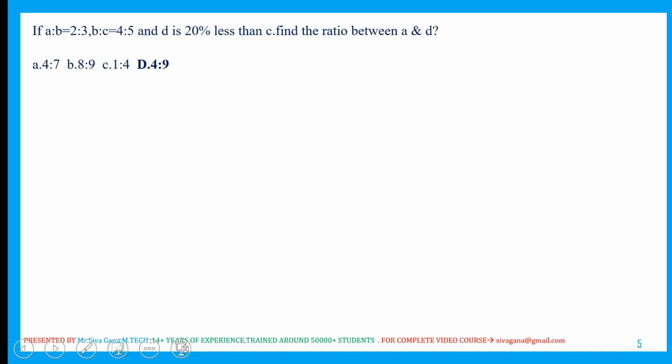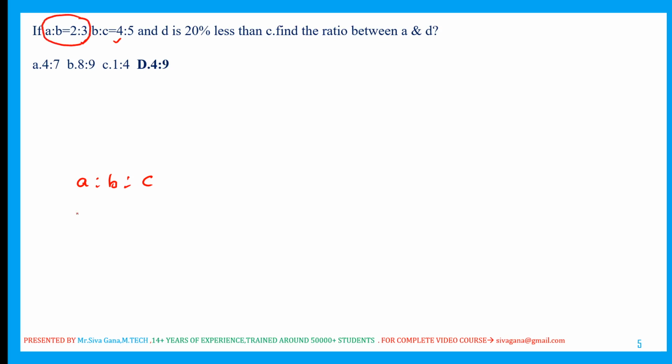A is to B, B is to C is given. D is 20% less. First I would like to calculate A is to B is to C. Here B is common, B is 3 here, B is 4 here. So 12. So the first ratio I am multiplying with 4.